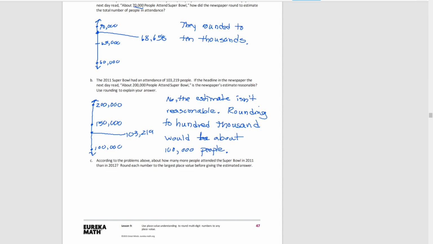Then finally for C, it says, according to the problems above, about how many more people attended the Super Bowl in 2011 than in 2012? Round each number to the largest place value before giving the estimated answer. Okay, so pause the video and try that one.